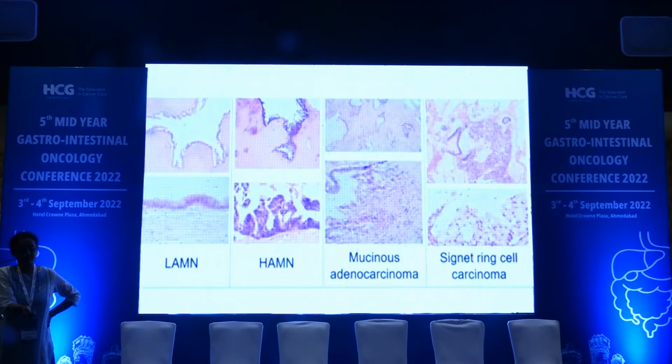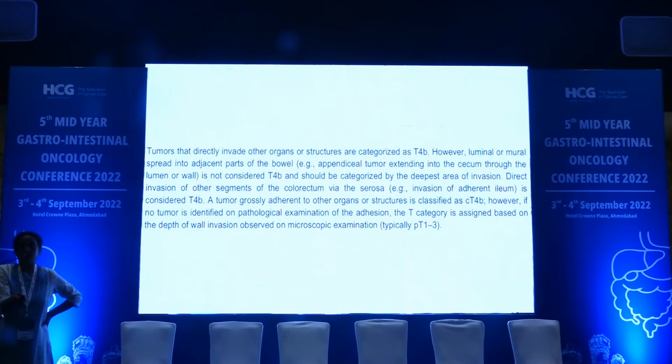So this is just an image which shows low-grade, high-grade, mucinous adenocarcinoma and signet ring cell. When there is a direct invasion of the adjacent structure, it is called T4a. But when an appendicular neoplasm invades cecum, that is not T4a. That has to be staged according to the depth of invasion in the appendix. When it goes from the serosa and it's going to involve the terminal ileum, that is called T4a.